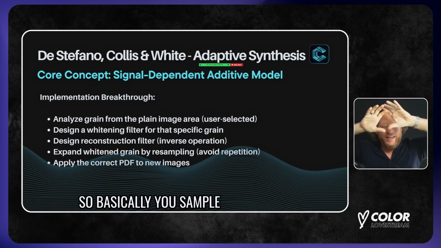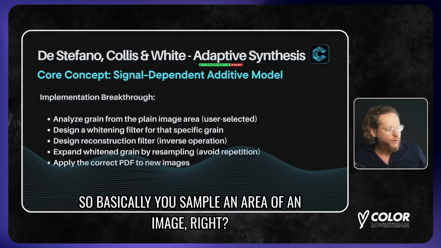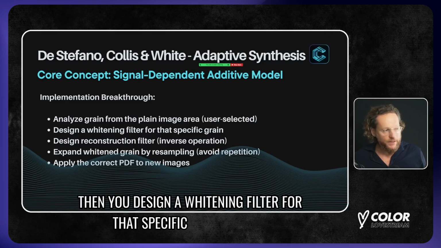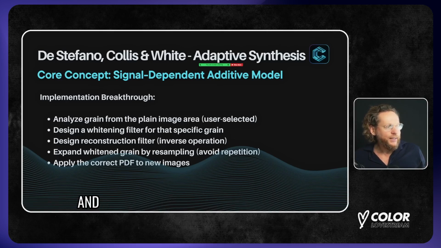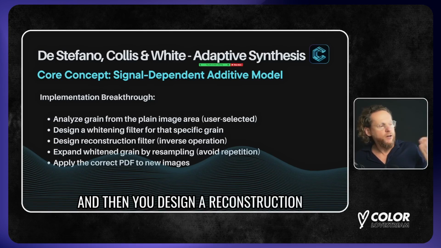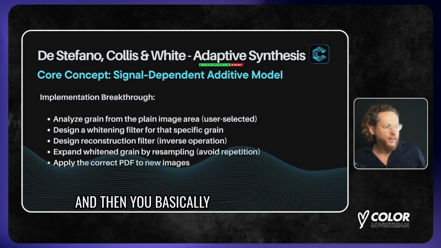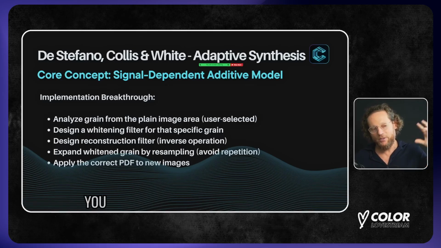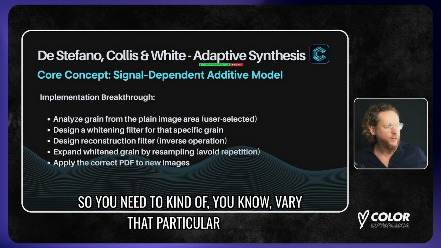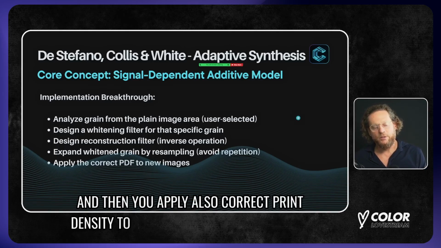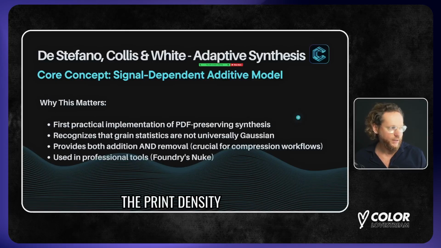So basically, you sample an area of an image, right? Then you design a whitening filter for that specific grain, right? And then you design a reconstruction filter for that. And then you expand it, because you sample in the same area, so you need to vary that particular area. And then you also apply correct print density to it. So you finally start getting the print density filter.